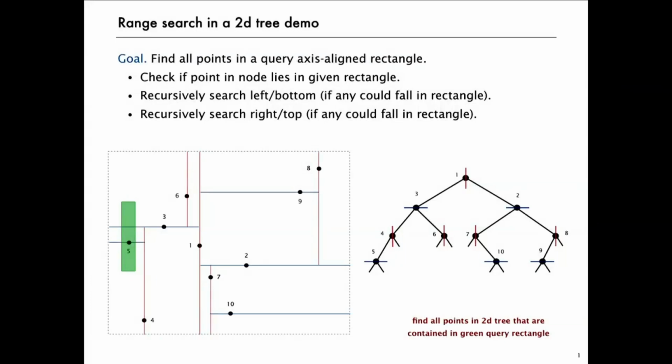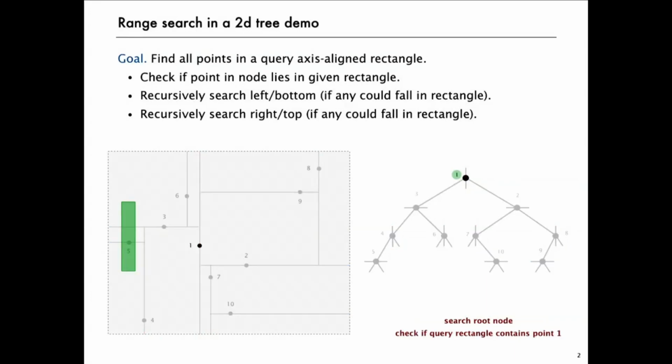All right, so we're going to try to find all the points that are contained in that green query rectangle. The first thing is to check if our rectangle contains the node at the root. In this case, it doesn't. So since it's to the left of the splitting line at the root, we only have to search in the left subtree. Now we search the left subtree. We're going to check if it contains 0.3. It does not contain 0.3, but now which subtrees do we search?